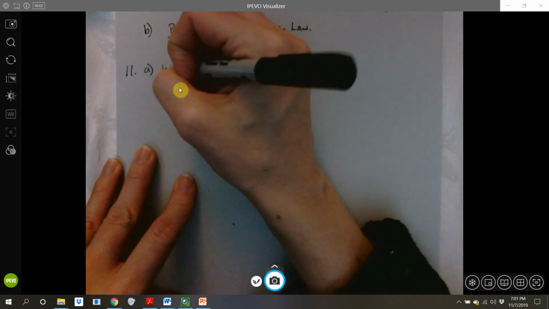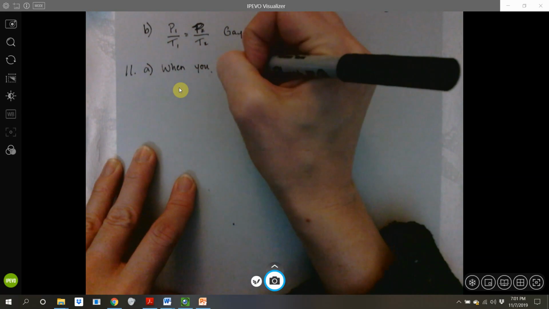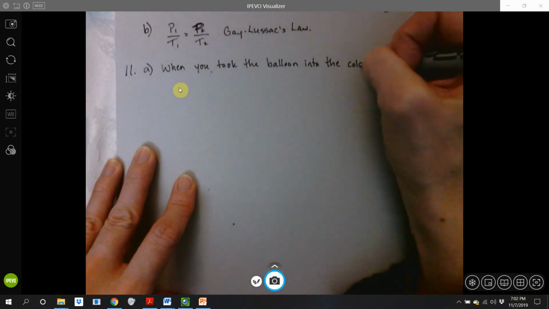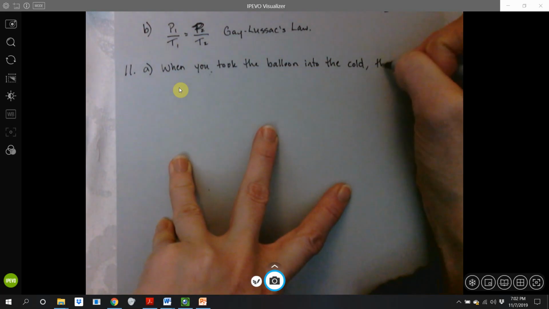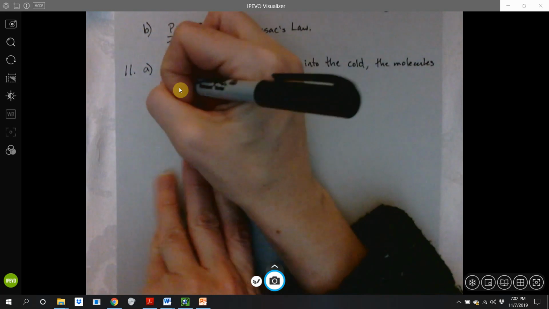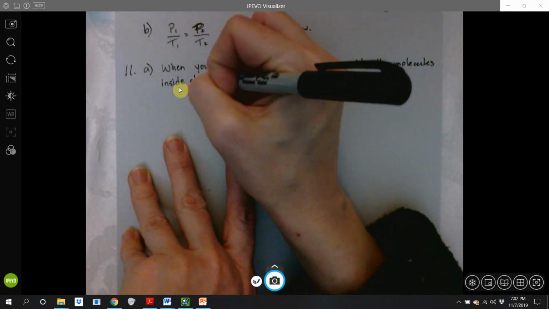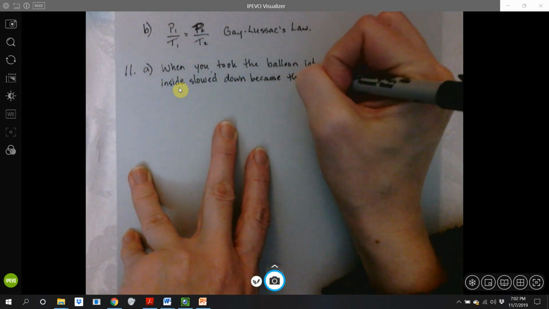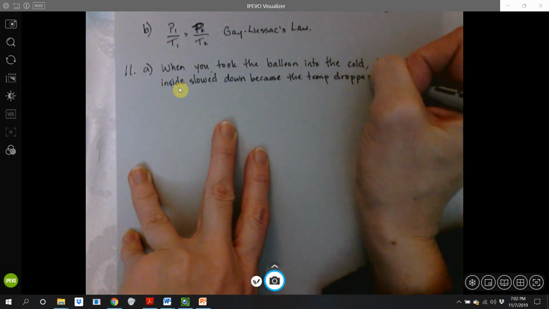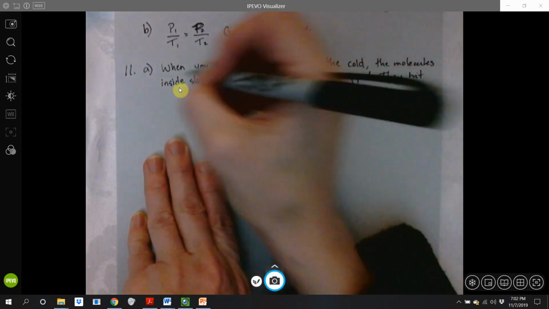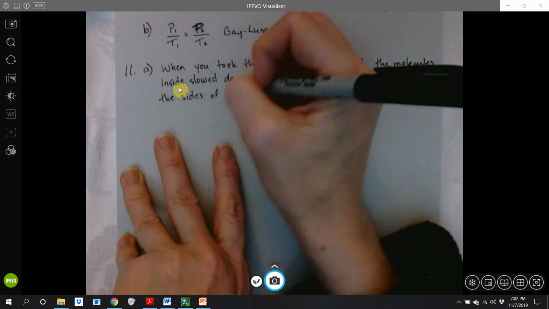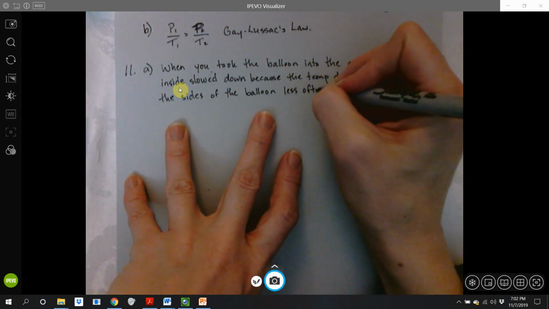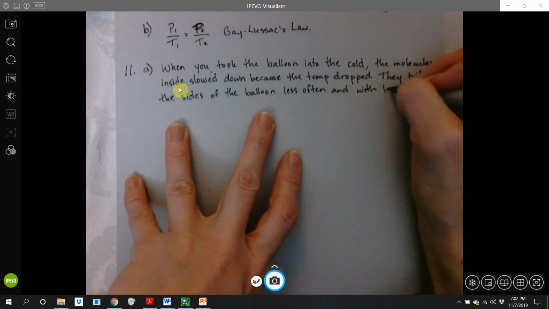Okay. So when you took the balloon into the cold, right, because it's February, you took it outside. When you took it into the cold, the molecules inside the balloon slowed down because the temperature dropped. They hit the sides of the balloon less often and with less force.